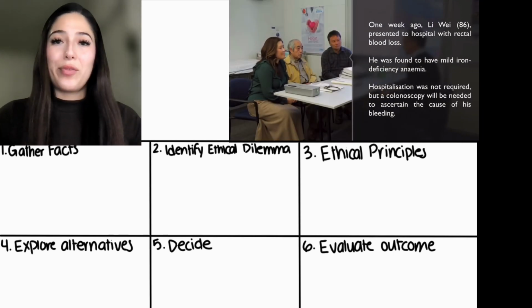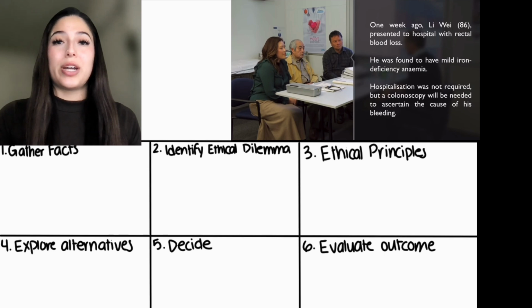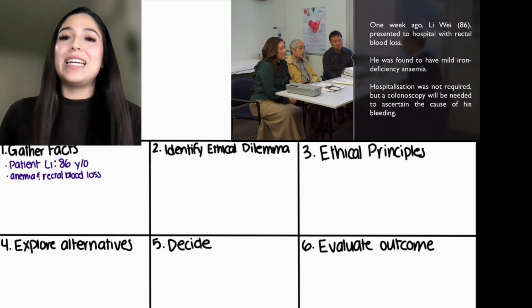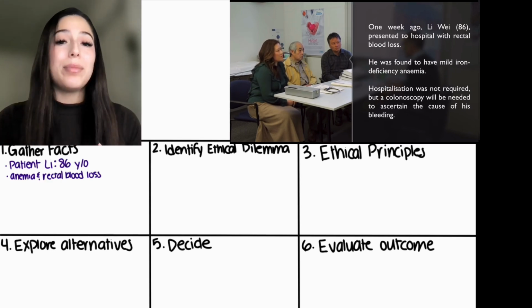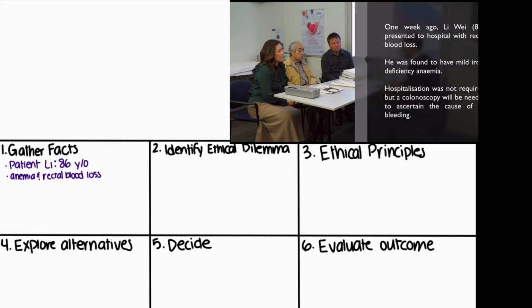So here's step 1. We're first given some facts to get the story straight. The patient, Lee, is 86 years old, has anemia, and rectal blood loss.